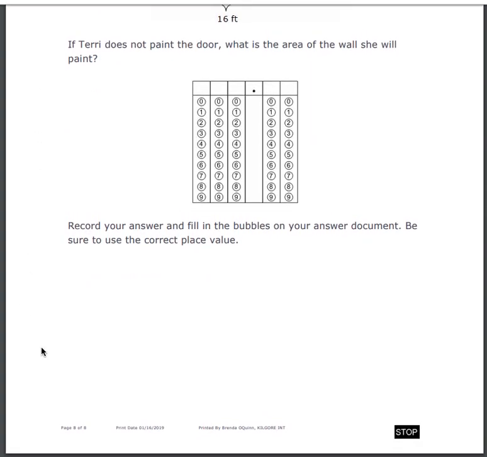That is the end of the Unit 8 assessment. If you have any questions, raise your hand. Remember, you can go back and replay any of these questions as you need. Make sure to show all your work and that you've taken all your answers and recorded them on your answer document.